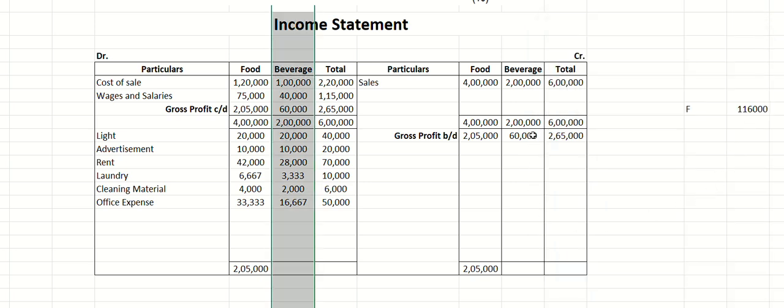Now see, we made an income of 60,000. We have an expense of 80,000, which is more. Very clear, our expense is more for the beverage department. So we will write the expense here.